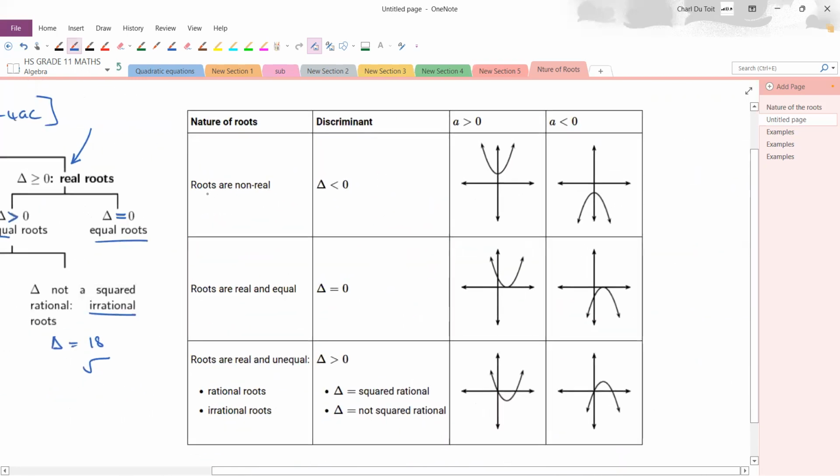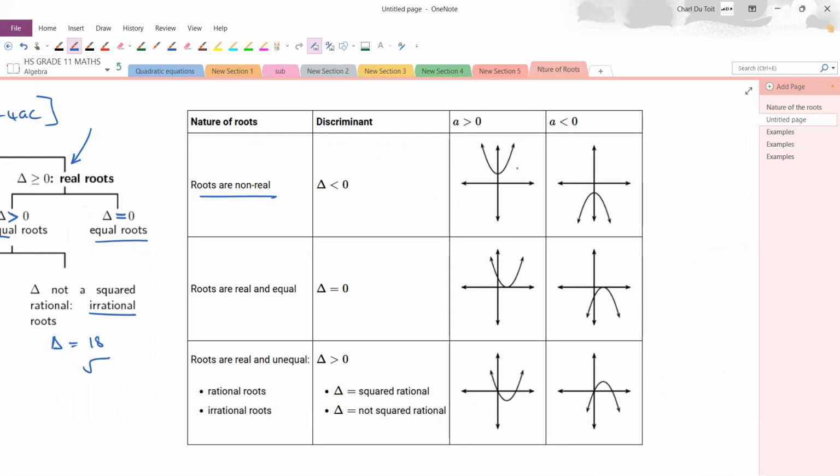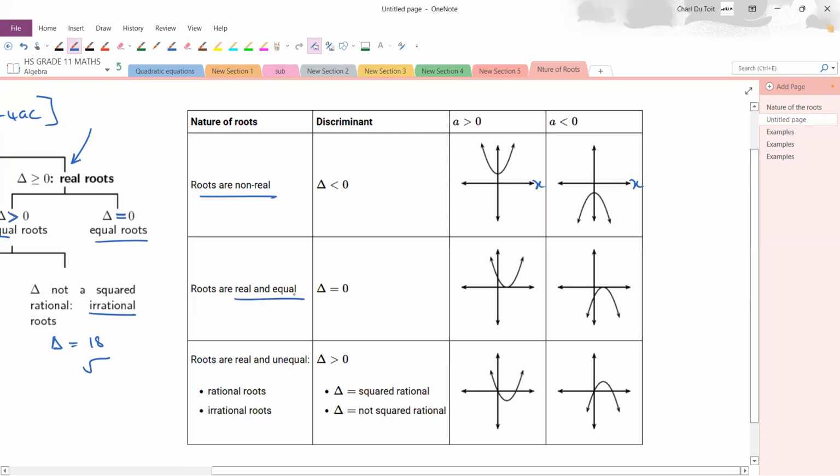When roots are non-real, it basically means there are no x-intercepts. So if you draw a graph, you'll find that these graphs don't intercept the x-axis at all, because the roots don't exist. There are no x values. If the roots are real and equal, it means that they exist, they touch the x-axis, but they only have one value.